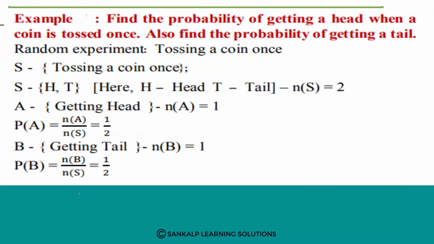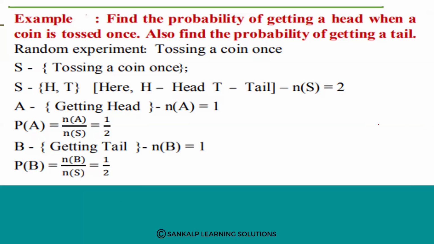Right? Next. So here we'll see one example and such type of questions will be asked for 2 marks or in 1 mark. If it is simple, then it can be asked for 1 mark. Otherwise, it is 2 marks and 3 marks questions that will come from the probability. Find the probability of getting a head when a coin is tossed once. Also find the probability of getting tail.